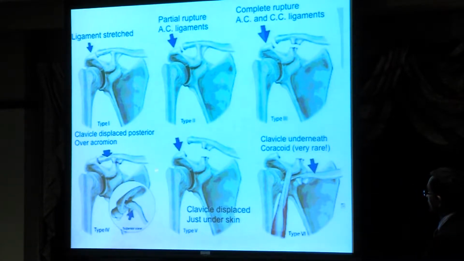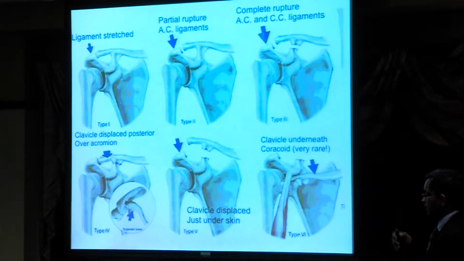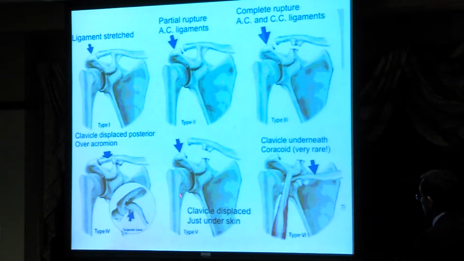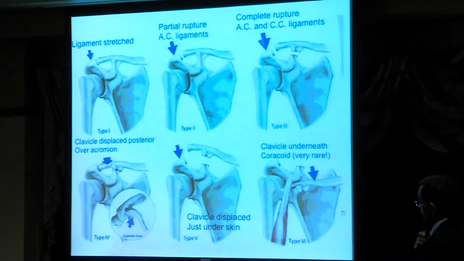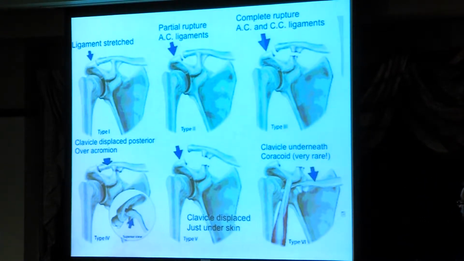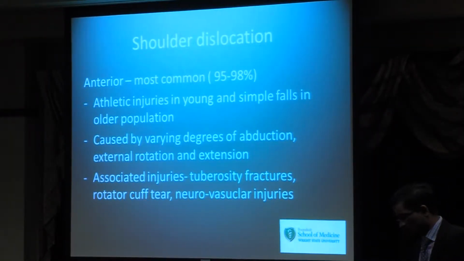Type 4 might be a little tricky for diagnosis because in the AP view you can see the AC joint in good alignment, but you have to take an outlet view or an axillary view where you can see the clavicle, which is dislocated posteriorly. So that sometimes can be missed. And types 5 and 6 are significant, which need surgical treatment.